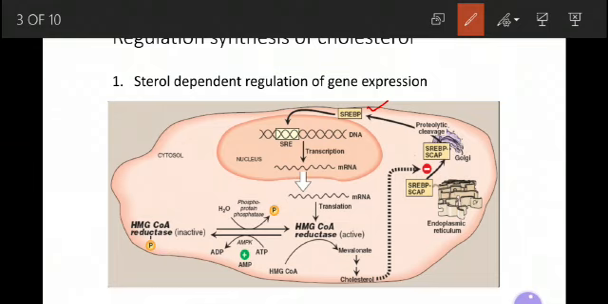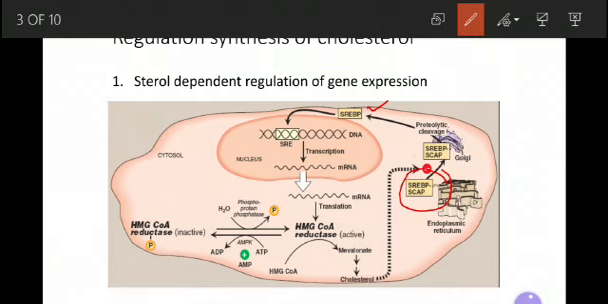When the sterol level in the cell is low, what happens? This SREBP, which is present on the smooth endoplasmic reticulum, is in association with another protein called SCAP. SCAP is SREBP cleavage activating protein.